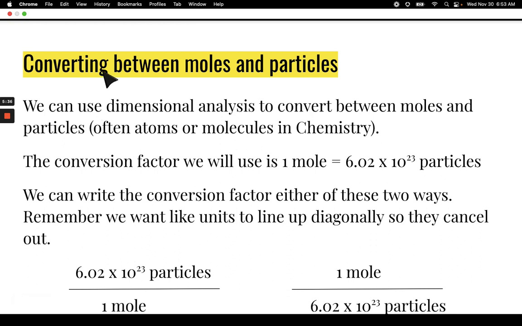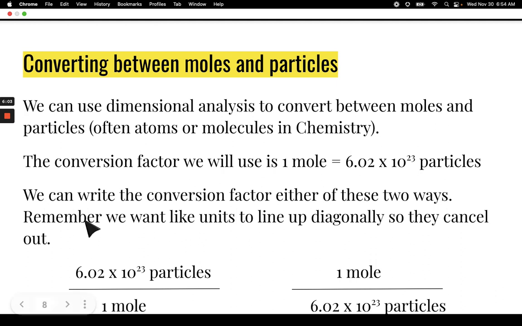Okay, so just to remind you, we can use dimensional analysis to convert between moles and particles. And the particles that we are converting between are either atoms or molecules. The conversion factor we will use is 1 mole equals 6.02 times 10 to the 23rd particles. And again, remember, we use these conversion factors in one of two ways, and we want the units to line up diagonally so we can cancel out. Whatever's on top is what we're going for.